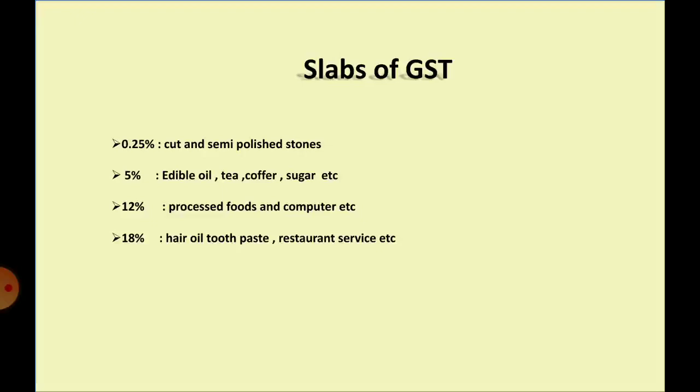And fourth one is 18%. Hair oil, toothpaste, restaurant service, etc. come in this slab. And the last one is 28% slab. Here luxury goods like car, AC, refrigerator, bike, etc. come in this slab. I hope this video is useful to you.